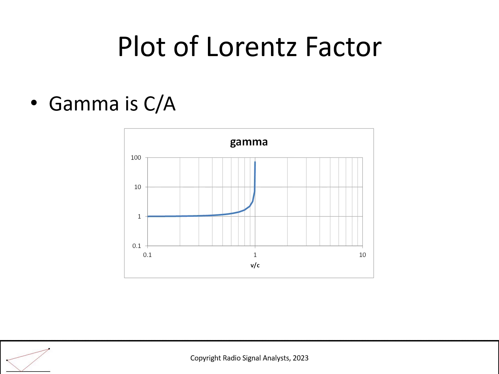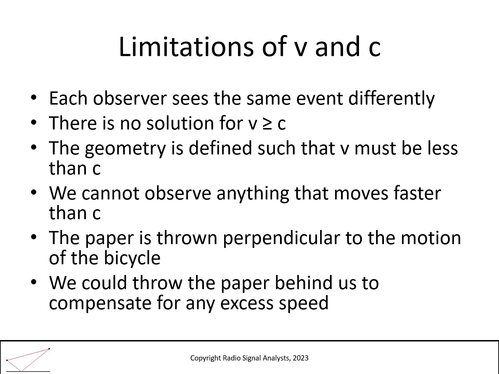This graphic shows a plot of the Lorentz factor labeled gamma. It has a real solution for values of V over C between 0 and 1. This means that there is a solution for the equation for V, the paperboy's velocity, between 0 and C. Each observer records the same event, but derives different measurements. There is no solution for V greater than or equal to C. Because of the way the geometry is defined, we deduce that the paperboy cannot exceed the velocity of the paper.